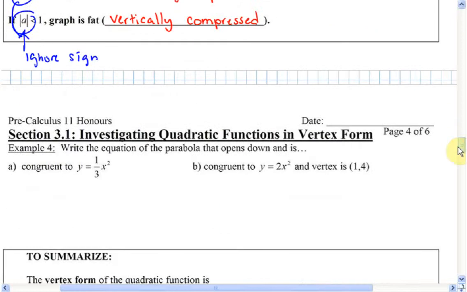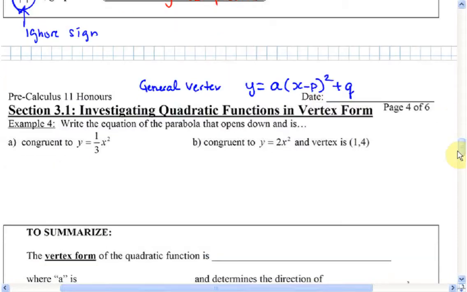So let's turn to page 4 now. I'm going to switch it around where I'm going to ask you now to find equations for me. Remember in general, and please write this down on the top, the general vertex form is, as a quick reminder, y equals a with a bracket, x minus p, all squared, plus q. And in question number 4, it says, write the equation of a parabola that, first of all, opens down.